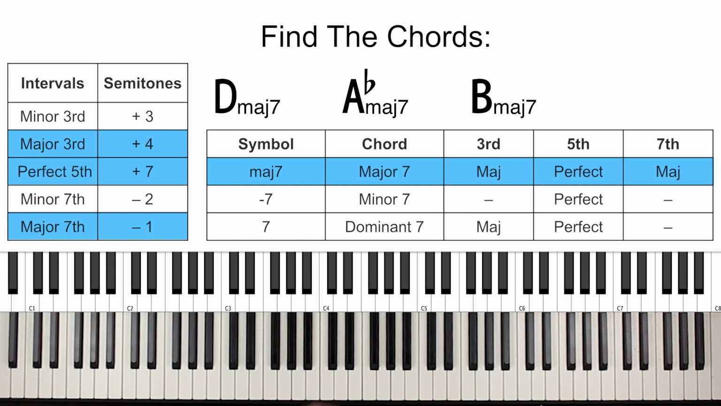So for A flat major 7, our root will be A flat, and then a major 3rd, 1, 2, 3, 4, a perfect 5th, 1, 2, 3, 4, 5, 6, 7, and a major 7th. So up to this A flat here and down 1. And that's an A flat major 7. Finally, for B major 7, our root will be B, and then a major 3rd, 1, 2, 3, 4, a perfect 5th, 1, 2, 3, 4, 5, 6, 7, and a major 7th. So up to this B here and down 1. And that's B major 7.